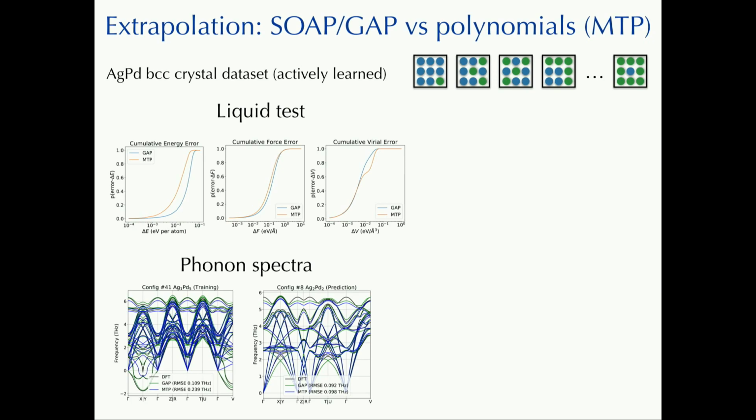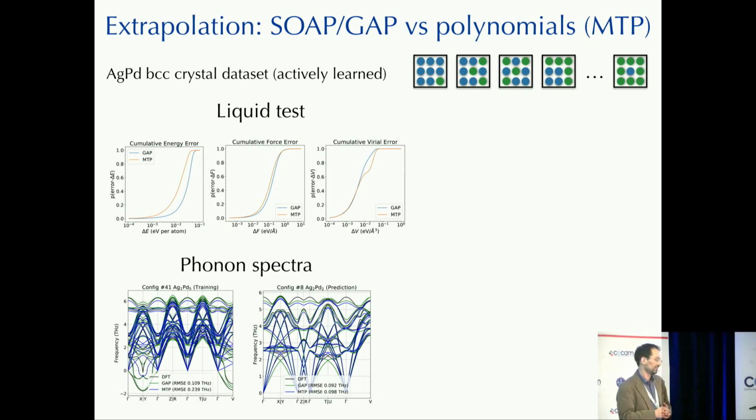But MTP has a polynomial basis. So if you can take density-based descriptors, but if you don't use these nice, smooth kernels that we developed, but use the simple polynomial of your neighbor density, then you might run into the following trouble. So here's some data on silver palladium. We fitted it on just FCC configurations, different configurations of where silver and palladium atoms are. And here's a test on liquid data.